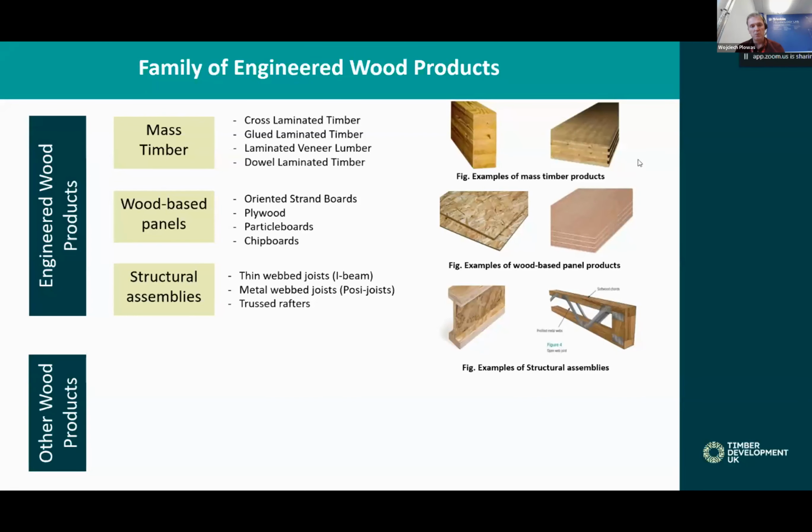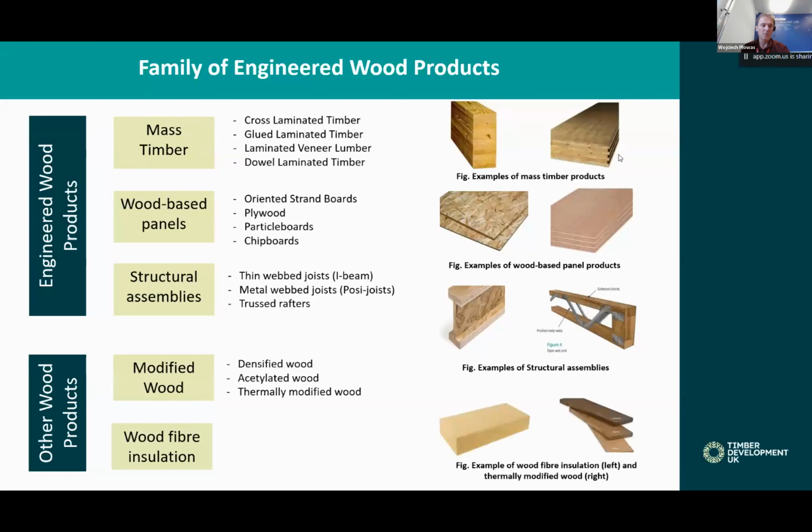Another type of engineered wood product that did not make the list above, but should be mentioned when we're talking about this topic, is modified wood. This is where the wood can be densified, acetylated, or thermally modified to increase its durability. And also there's wood fiber insulation, rising in popularity in recent years.